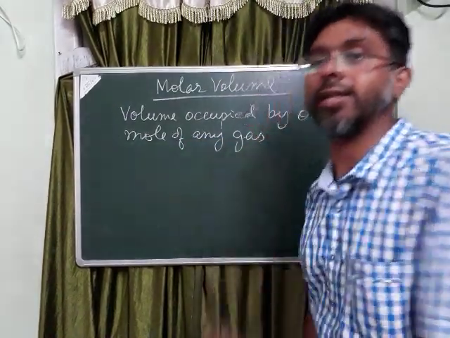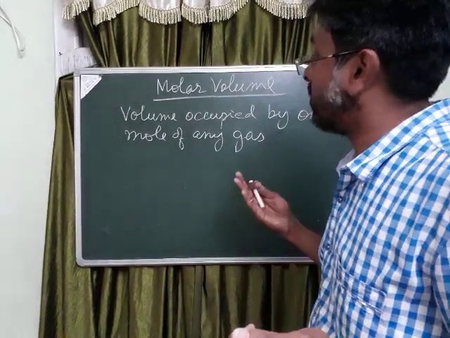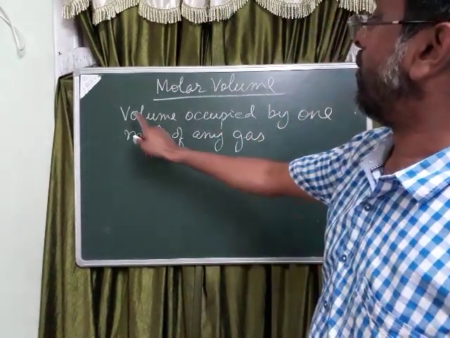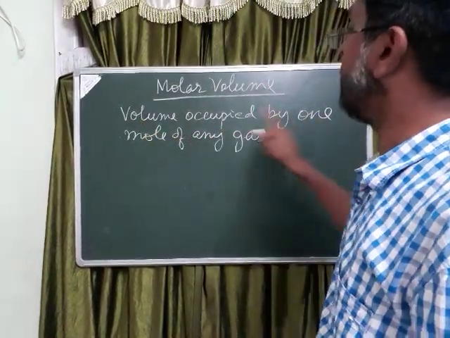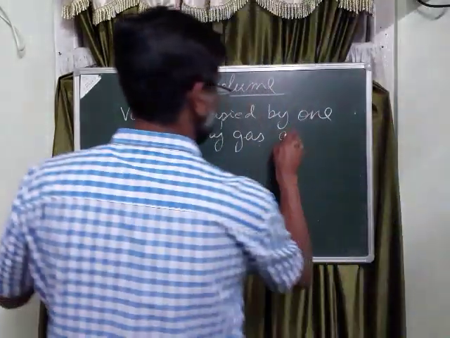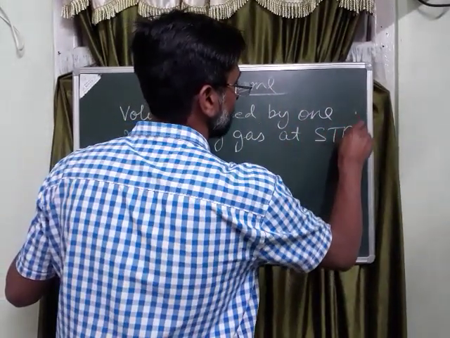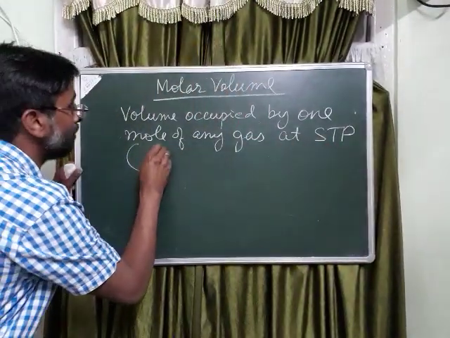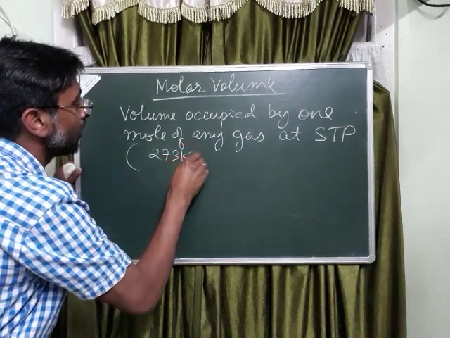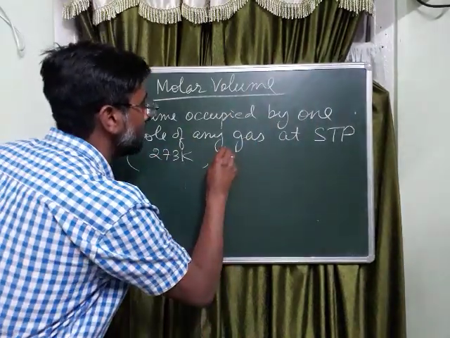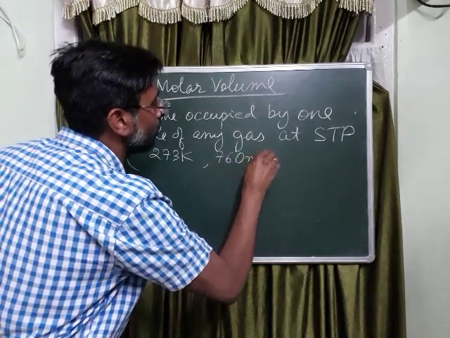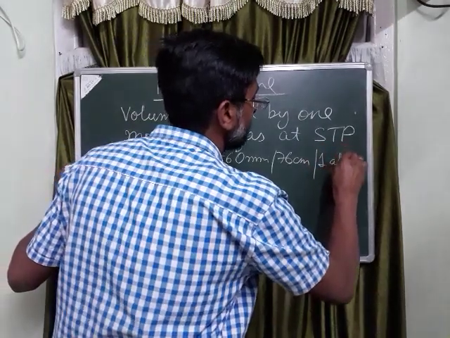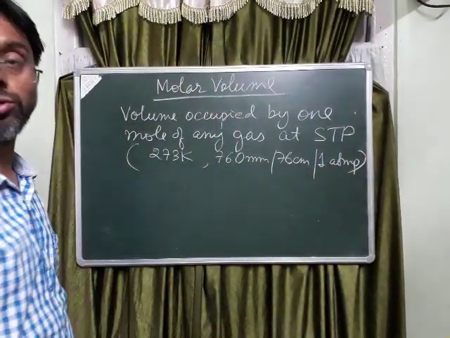It is an incomplete sentence. When? It is very important to know when. What are the conditions? So, if I put something over here, volume occupied by 1 mole of any gas at STP, then I can understand that at STP means the temperature is 273 Kelvin, the pressure is 760 millimeter of mercury or 76 centimeter of mercury or 1 atmospheric pressure. This is something which has to be understood over here, STP.